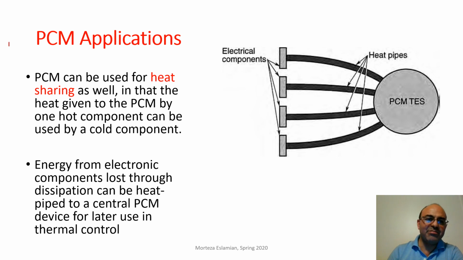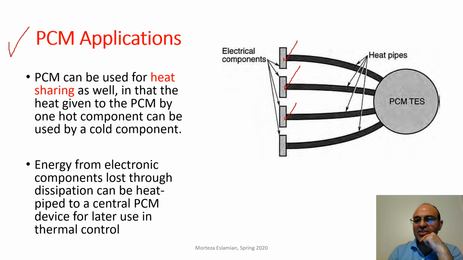Another application of PCM is heat sharing. Let's say we do have multiple electronic components. Here on the left, we have multiple electronic components, and then we do have a PCM material, let's say in a box. Each of these electronics is connected to the PCM using heat pipes. Now let's assume that one of these electronics generates heat. So the heat will be transferred to the PCM.